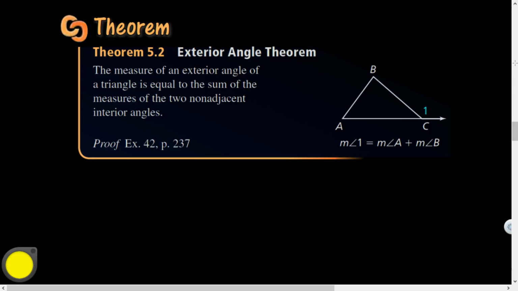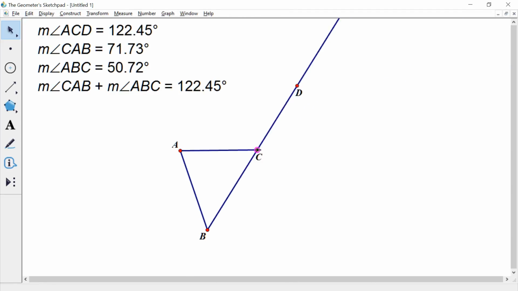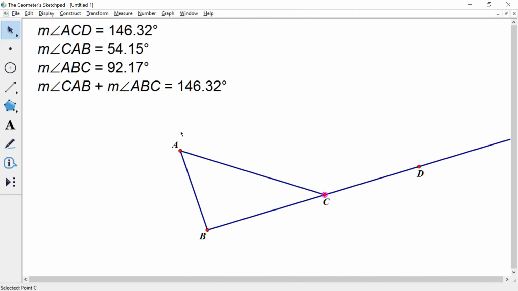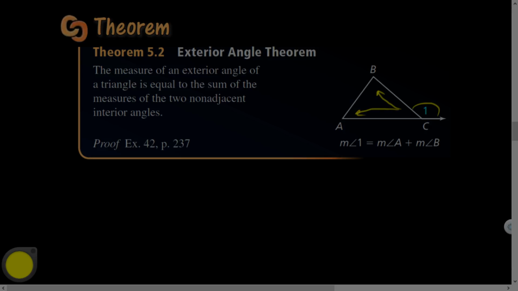The measure of an exterior angle of a triangle is equal to the sum of the measures of the two non-adjacent interior angles. So here's my exterior angle. The non-adjacent angles are these two, the ones that it is not touching, and it's equal to the sum of those two angles. And that's one of the things that we had just done here. Look at this. Beautiful. The two ones right there add up to the big one right there. Good. I think you guys are going to do that proof for homework tonight, if I'm not mistaken.